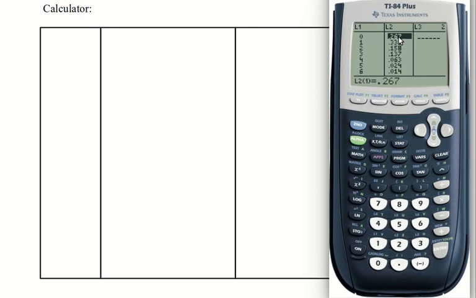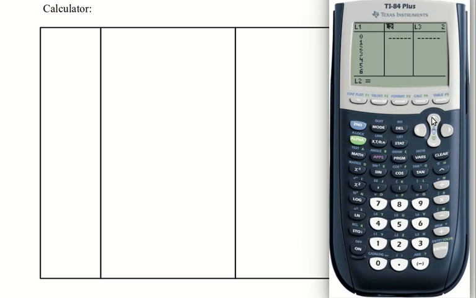I'm now going to arrow over to somewhere inside of L2, and then arrow up to L2 itself. I'm going to press clear, and arrow down. Notice that there's no more L2. And you might say, well, now the hard part is to compute the binomial distribution function for each of these. I'm going to do that in one fell swoop.